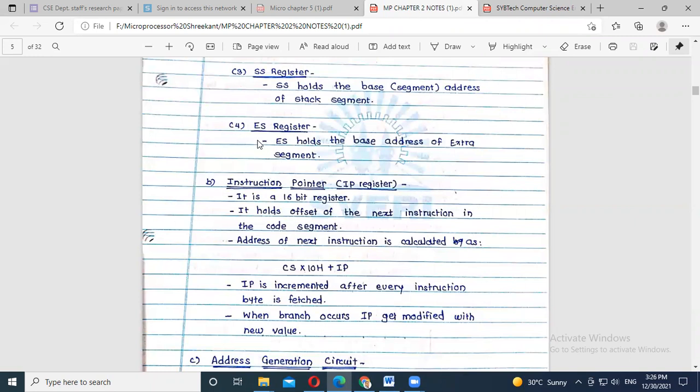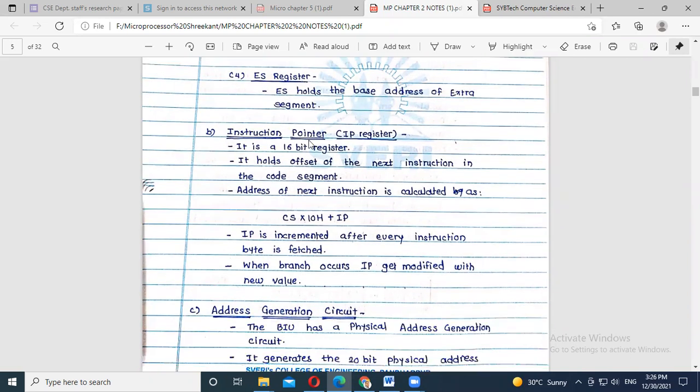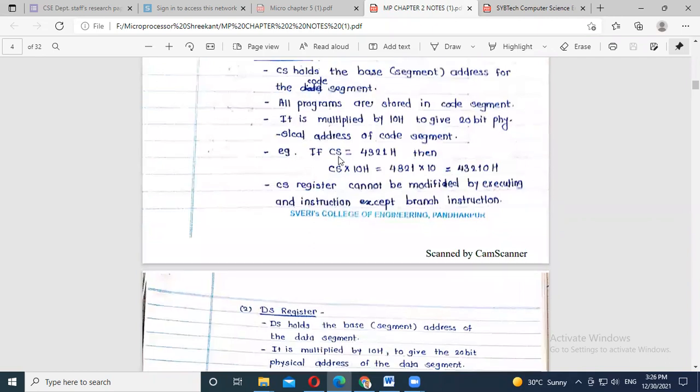And the next one is the extra segment register. This extra segment register holds the base address of the extra segment. If the memory location is not enough, if we are not getting sufficient memory, at that time we use the extra segment, extra memory, in the 8086. That opportunity is there, and that's why the 8086 is much more popular than the 8085. Okay, so this is the bus interface unit.